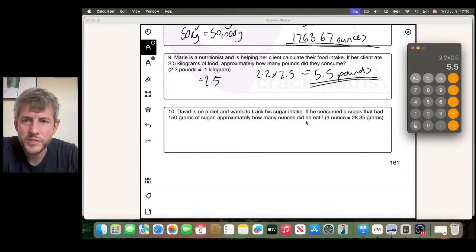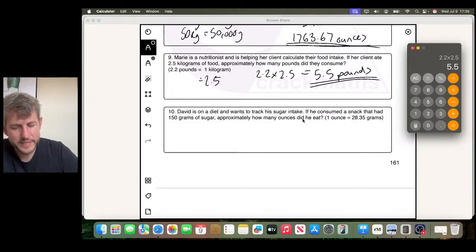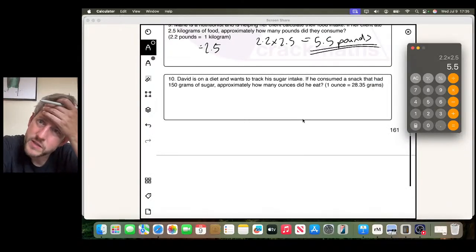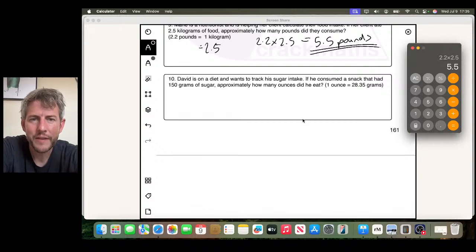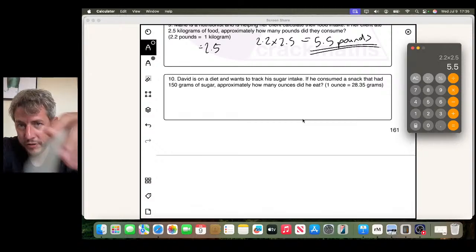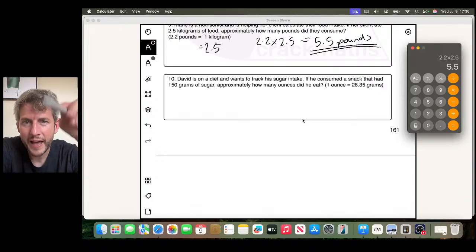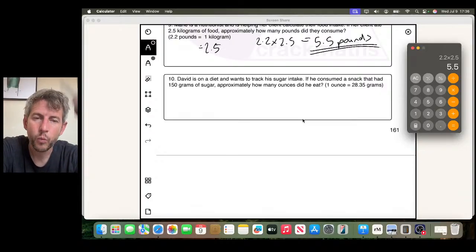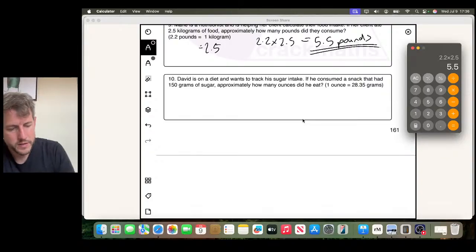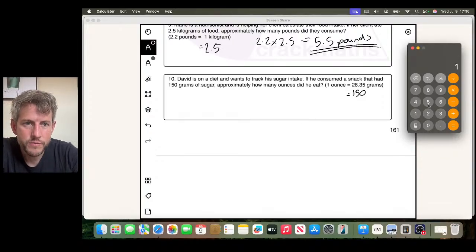Okay, right, question 10. David is, let me move it up just to make it obvious. David is on a diet and wants to track his sugar intake. If he consumed a snack that had 150 grams of sugar, approximately how many ounces did he eat? 1 ounce equals that. Okay, so we've got to get to 150. So 28.35 times what gets us to 150? So we have to do 150 divided by 28.35.